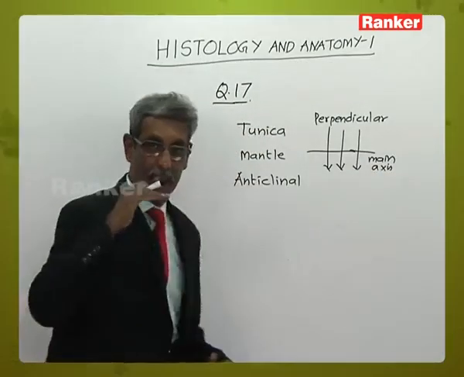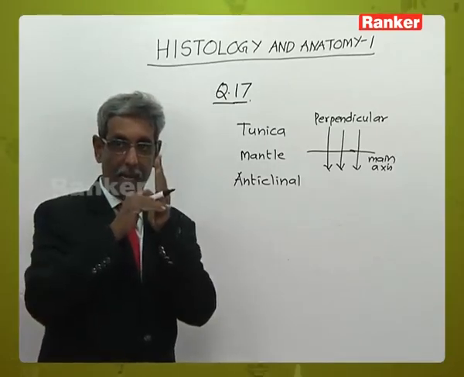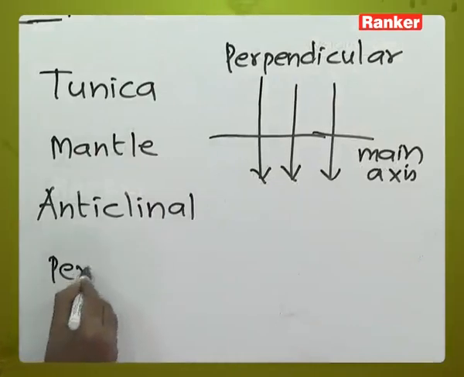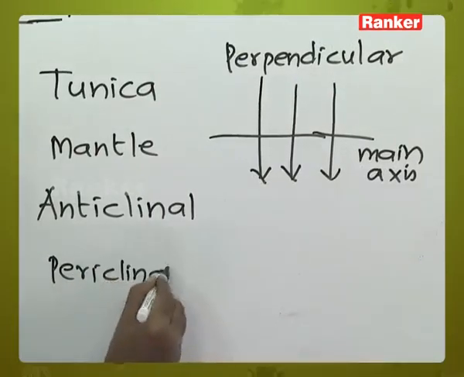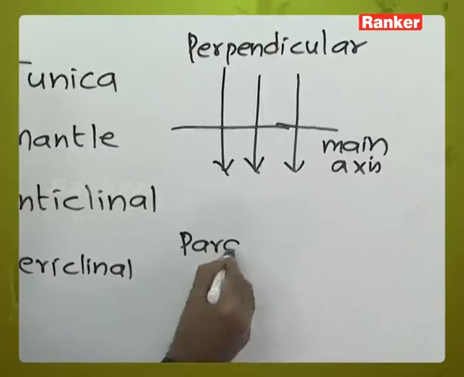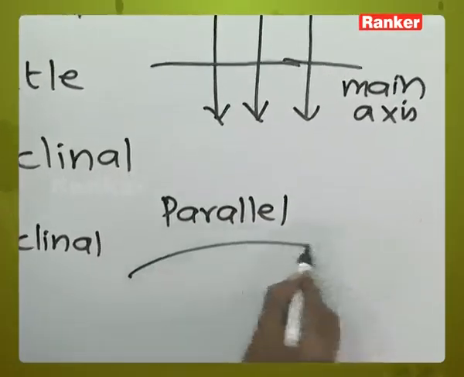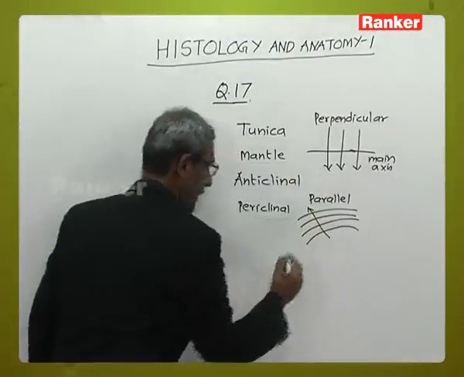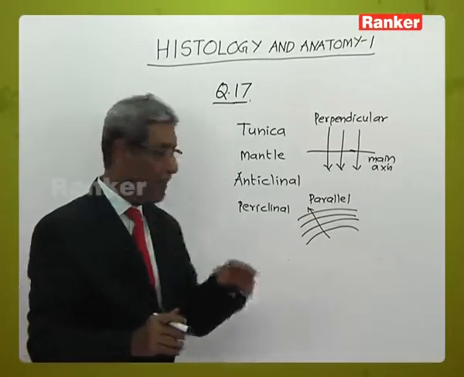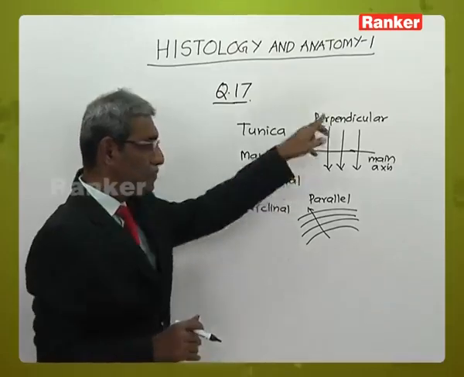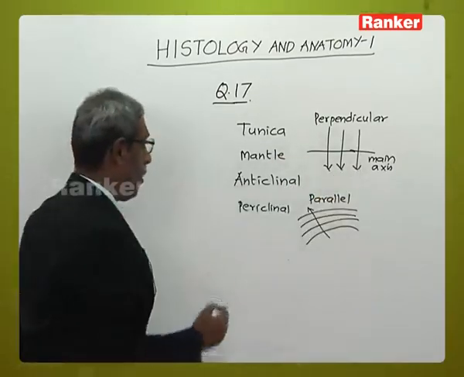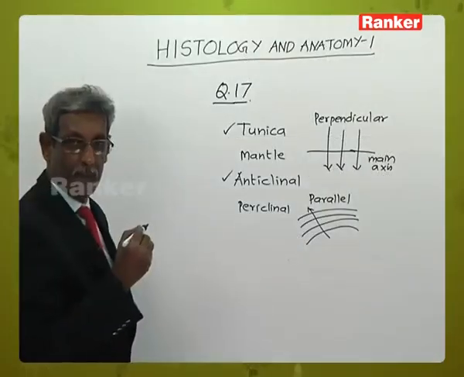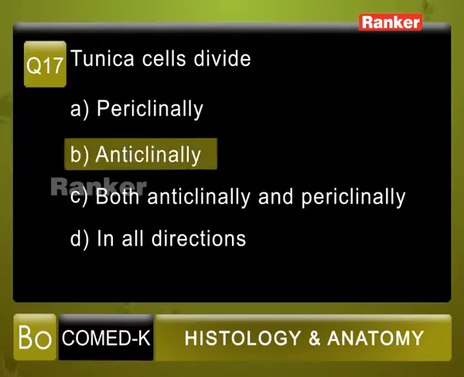If you have a main axis, it divides anticlinally, whereas the term periclinal means parallel. Like if you take an onion skin, it keeps on dividing periclinally. Periclinal is layer after layer division. Anticlinal is perpendicular to the main axis. So, tunica cells always show anticlinal division. So, the answer is B.